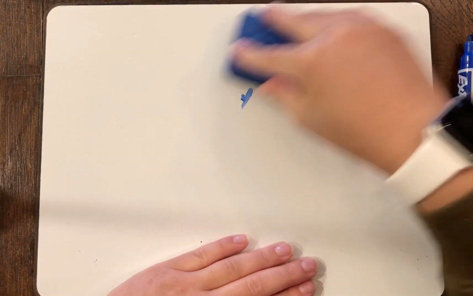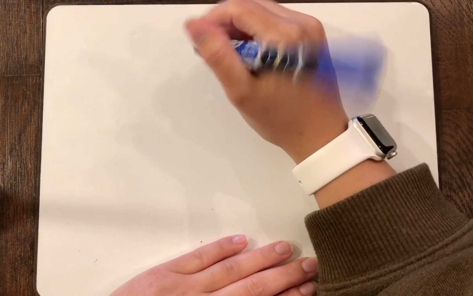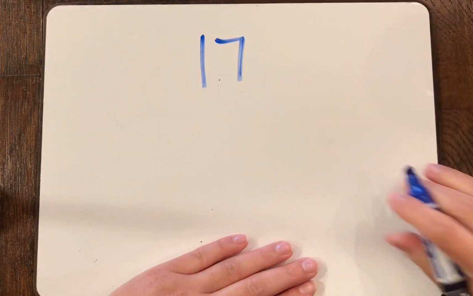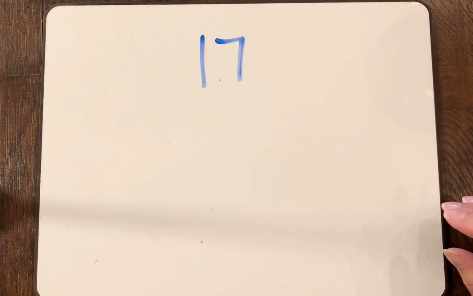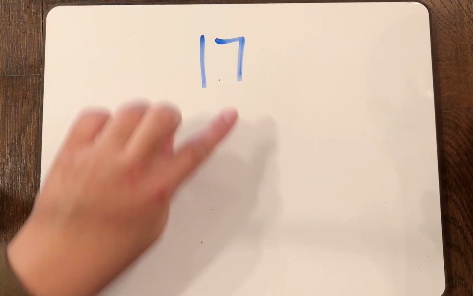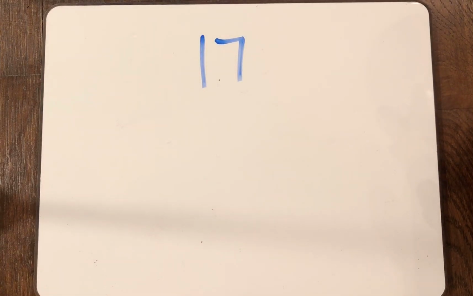All right, let's do another one. Erase. Write down the number 17. Now, I'd like you to draw it with your base 10 blocks. Go ahead and do that now, and then we'll check it. Draw 17 with your base 10 blocks. Good job, you're doing great. Are you ready to check it?